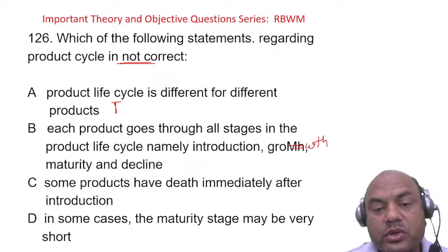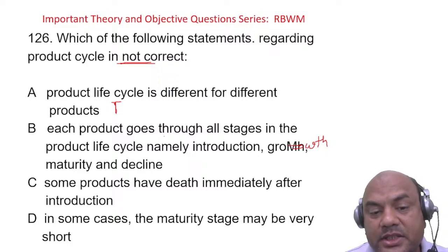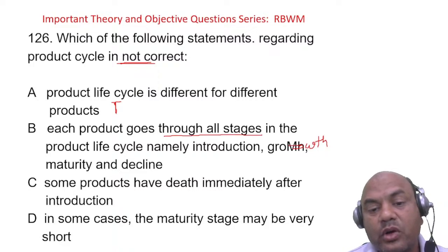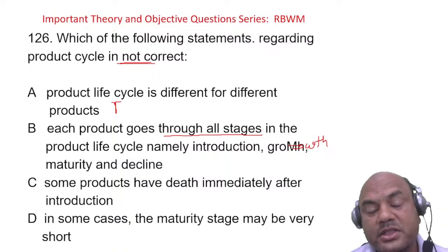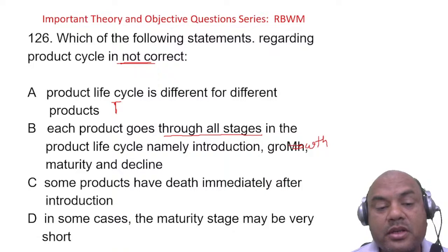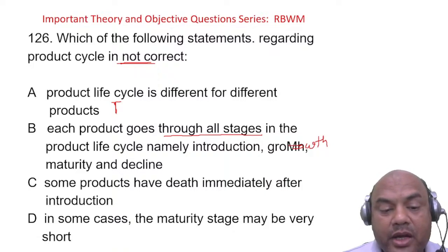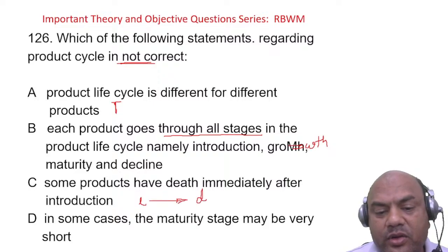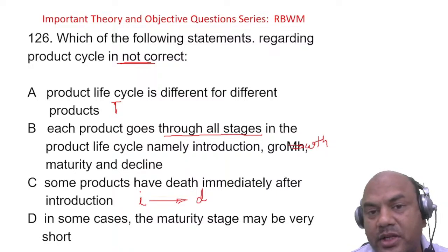Each product goes through all the stages in the PLC. Is it so? Let's see it later. Some products have death immediately after introduction. Means from introduction, it moves directly to decline or death, you can call it. Introduction to growth and maturity is not there. Is it so?